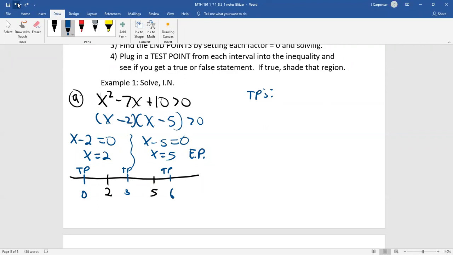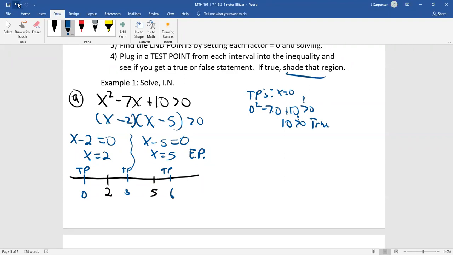So for the 0, we go 0 squared minus 7 times 0 plus 10. We're asking, is that bigger than 0? Well, the whole left side is just 10 when you do your arithmetic, and 10 is bigger than 0. So we write true.